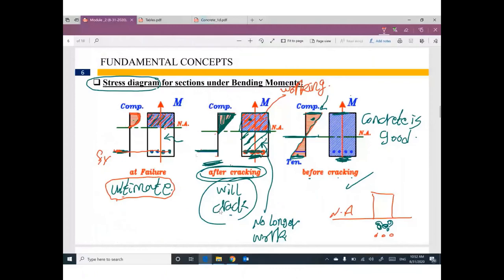Okay, perfect. Thank you. Yes, if the tension in concrete exceeds the limit, concrete will crack, no longer work, remove it. The only thing that will work is steel reinforcement. If you don't have steel reinforcement at the bottom and the crack happens, failure will happen. So steel reinforcement is important.